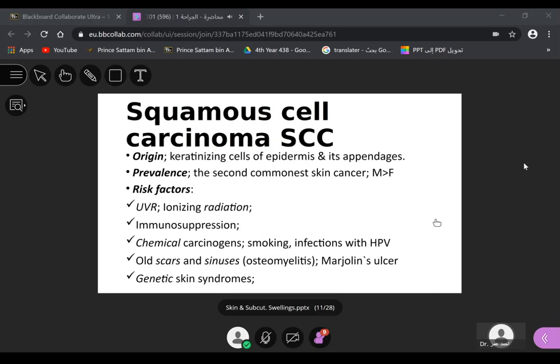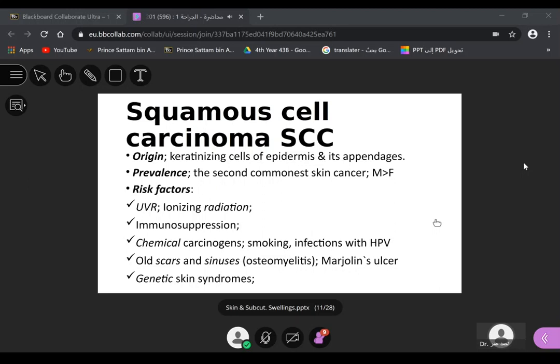Basal cell carcinoma is the most common type of skin cancer, and squamous cell carcinoma is the second most common skin cancer. Again, like basal cell carcinoma, the disease in males is more common than in females, with a ratio of maybe 1 to 3 or something like that.